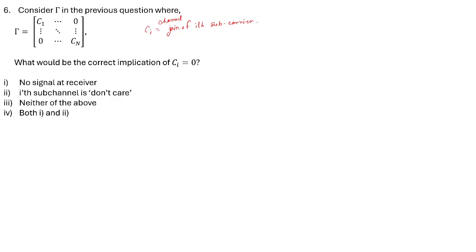So no matter with what power you transmit your symbol over the ith subcarrier, if Ci is 0, inherently the channel gain is 0, and your receiver is not going to receive anything. So whatever you transmit from that point of view is lost. So therefore, let me write it down here.